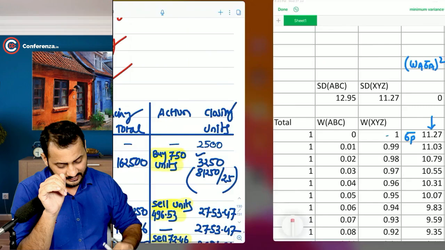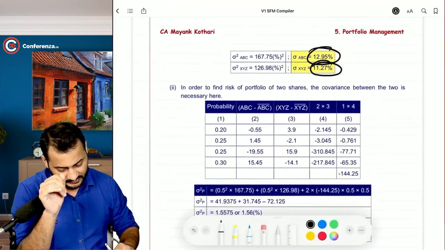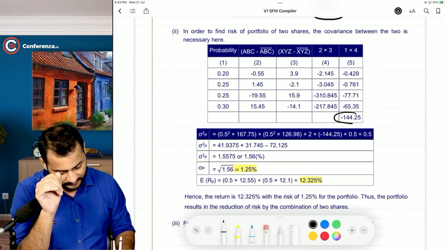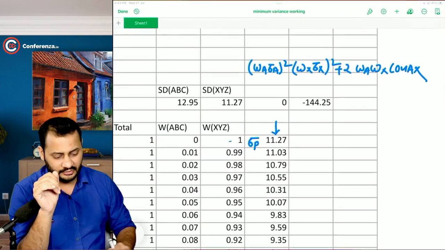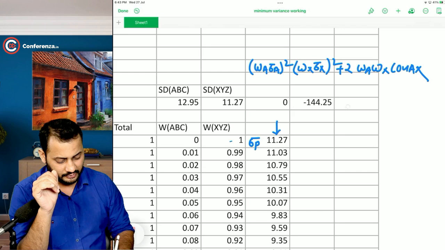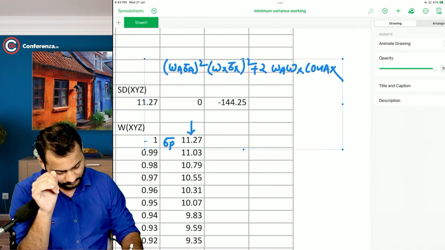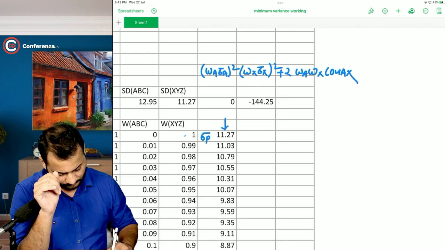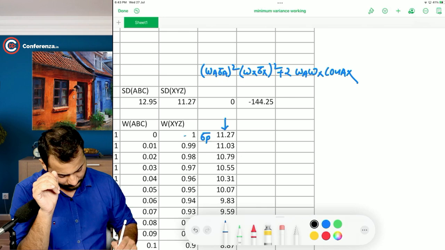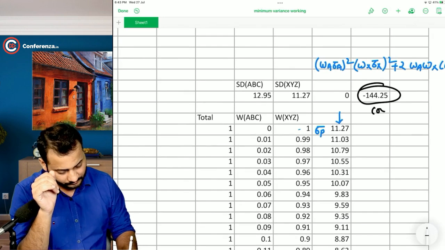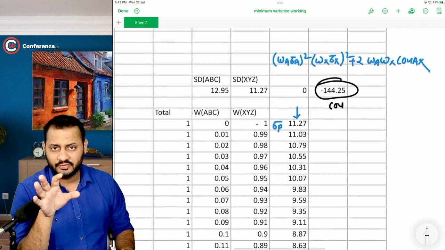Cool. Then the third input is the covariance. See, the covariance is minus 144.25. Yeah, this part is the covariance. Weights have been taken as 50%.